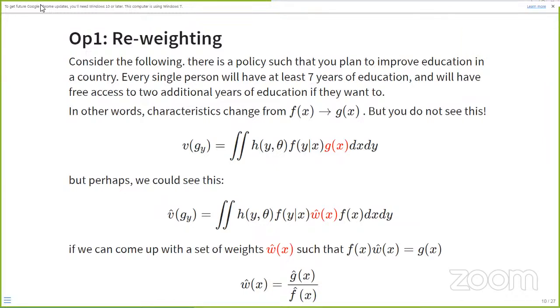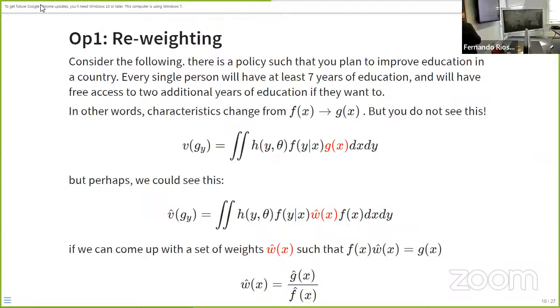In your paper, you mentioned that this one is not very practical. Actually, I said that this is the most practical compared to the other one, because here you only need to estimate one model.